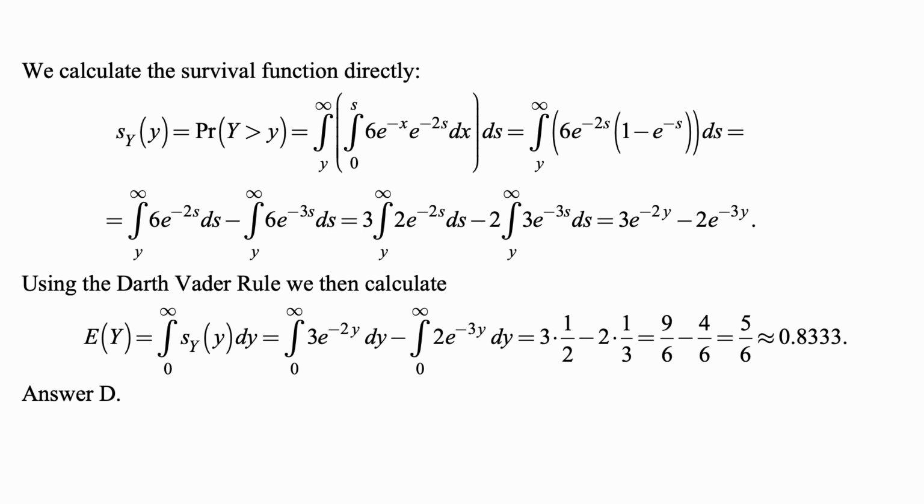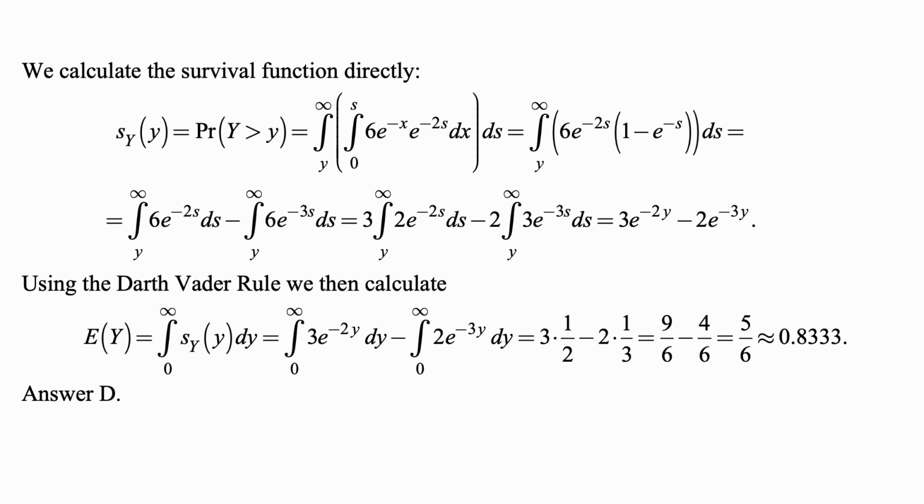And all we need to do is just take the integral of this from 0 to plus infinity, because Darth Vader told us so, and we better listen. And so we have the integral from 0 to plus infinity of 3 e to the minus 2y dy minus the integral from 0 to plus infinity of 2 e to the minus 3y dy.